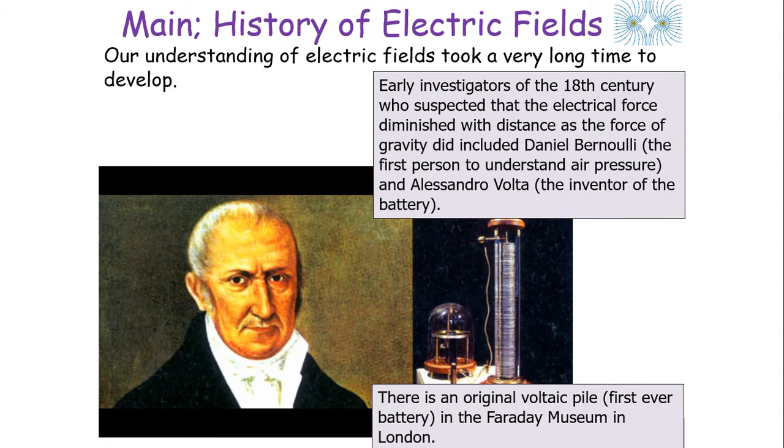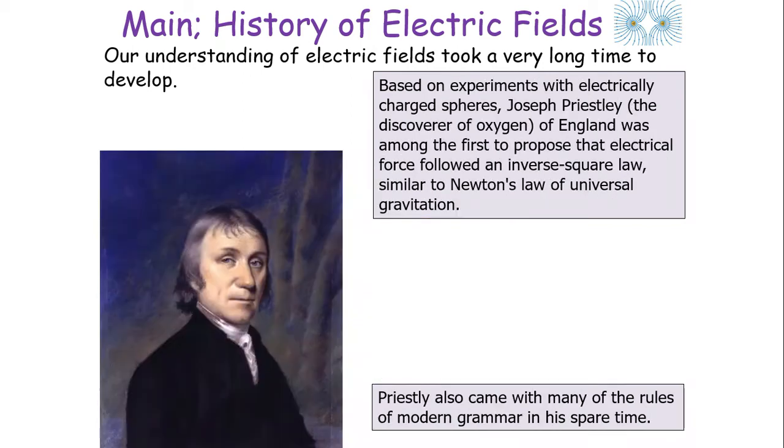Then in the 18th century it was suspected that the electrical force diminished with distance as the force of gravity did, and people like Volta and Bernoulli thought this to be the case. And then, based on experiments with electrically charged spheres, Joseph Priestley was one of the first to propose the electrical force followed the inverse square law, similar to Newton's law of universal gravitation.